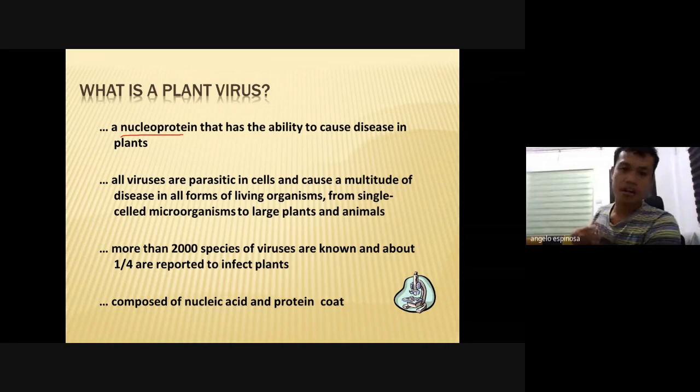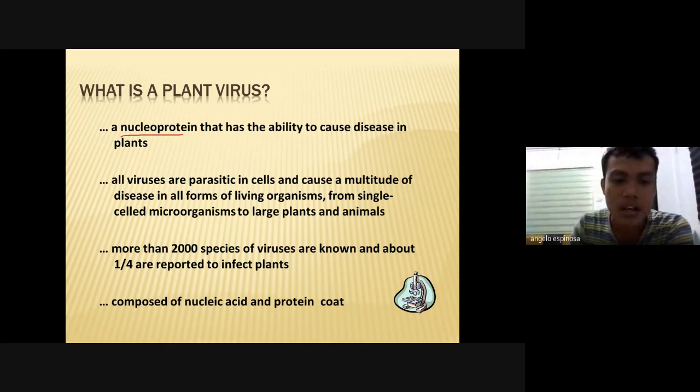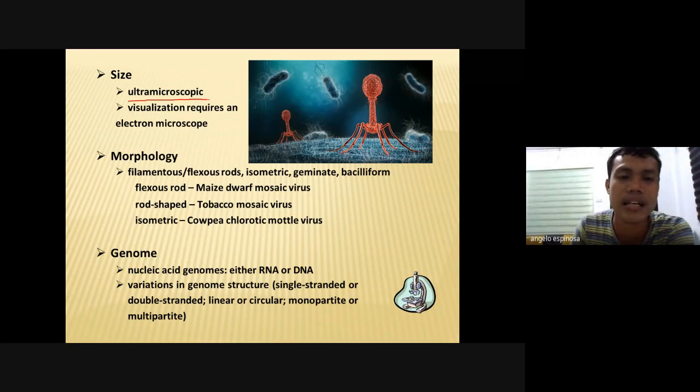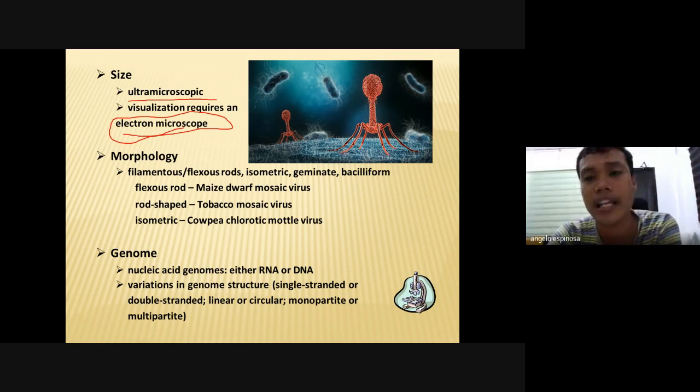Okay, next, as I have said, virus is composed of nucleic acid and protein coat. So what is the size of the virus? It is ultra microscopic. It is really small, and visualization requires an electron microscope. What do you need to use? You cannot use only a compound microscope. You need to use an electron microscope in order to see the characteristics of this virus.